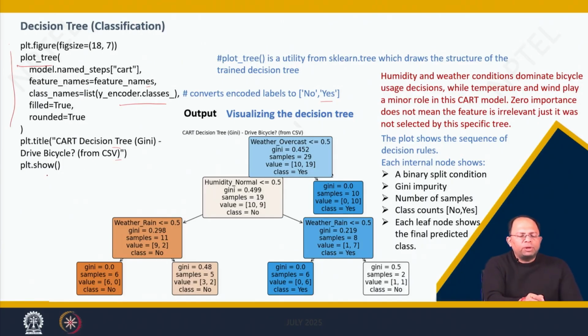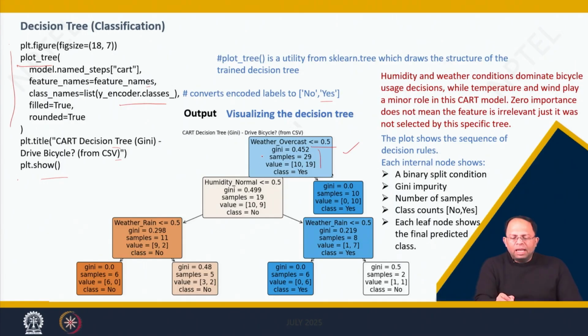Once I have created the plot tree, I can show it with the plot.show function, and this is how it looks. The plot tree function is a utility from sklearn tree which draws the structure of the trained decision tree. Over here you can see there is a difference in this decision tree from the one we developed earlier. This is based on the CART algorithm, where it's a binary classifier, and the binary classifier checks whether a value is lesser than 0.5, meaning yes or no, right? If yes, it goes in one direction. If no, it goes in another direction. So that is what it specifies.